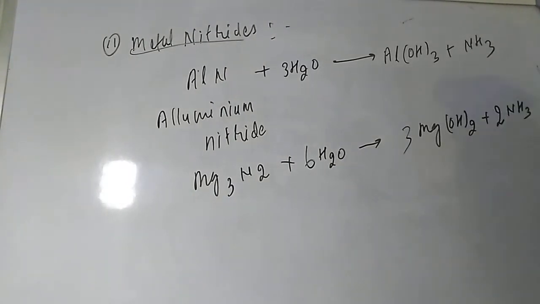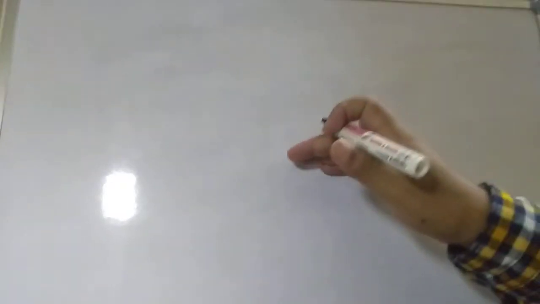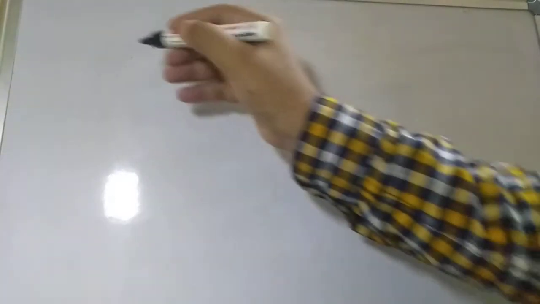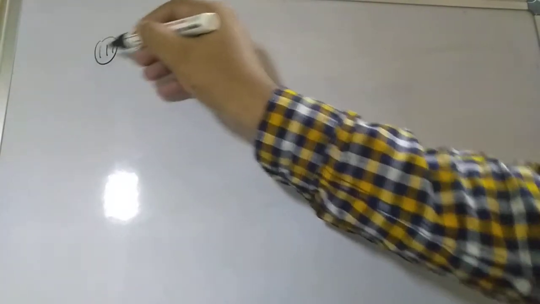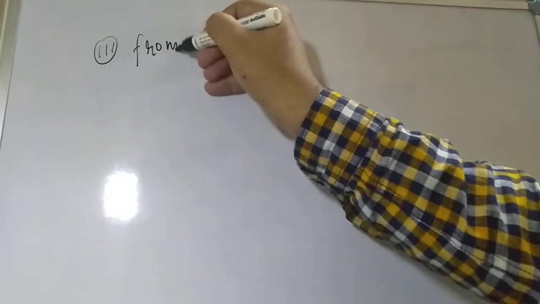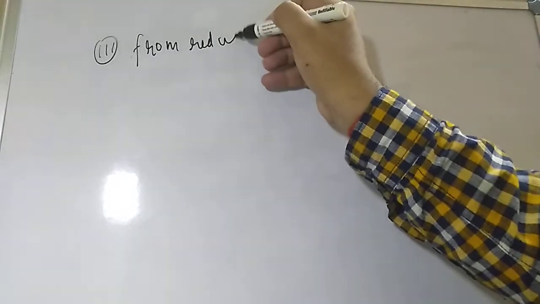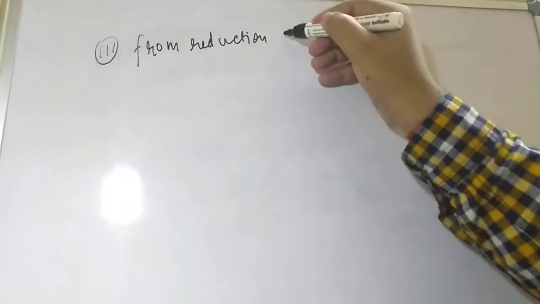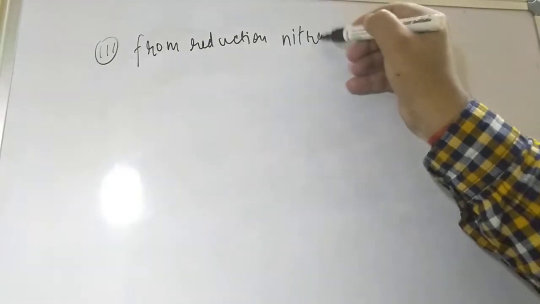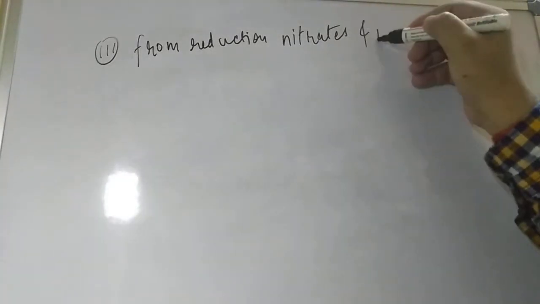Now let us see what other methods we can use to prepare ammonia. The third method is from the reduction of nitrates and nitrites.